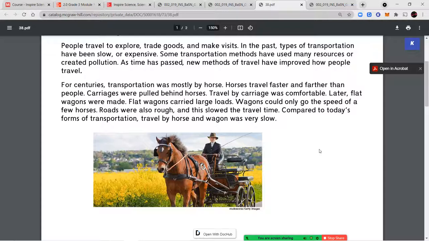For centuries, transportation was mostly by horse. Horses travel faster and farther than people. Carriages were pulled behind horses. Travel by carriage was comfortable. Later, flat wagons were made. Flat wagons carried large loads. Wagons could only go the speed of the few horses. Roads were also rough, and this slowed the travel time. Compared to today's forms of transportation, travel by horse and wagon was very slow.